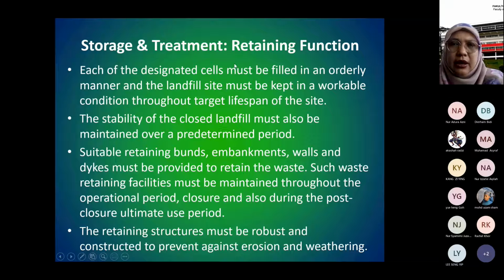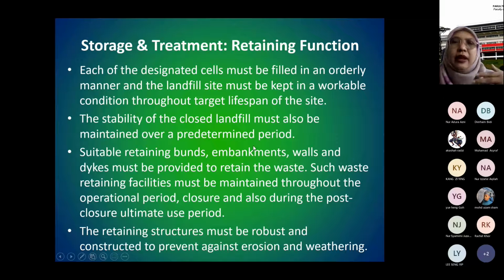First thing is the retaining function. What does retaining function mean? I mentioned cells, the sanitary landfill cell. Each of the designated cells must be filled in an orderly manner, and the landfill site must be kept in a workable condition throughout the target lifespan. It must be filled orderly, meaning that waste that arrives needs to be placed on one side of the cell until it is full. Then the stability of the closed landfill must also be maintained over a predetermined period.